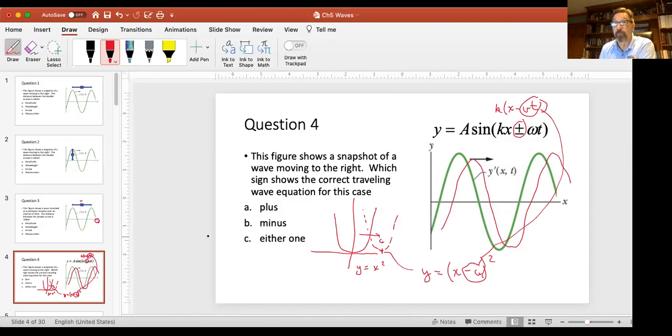My other best way to show this is I've got an animation, if you need to see it move. I can literally change the formula in the animation from a plus sign to a minus sign, and you can watch it go right or left. But that is the answer.